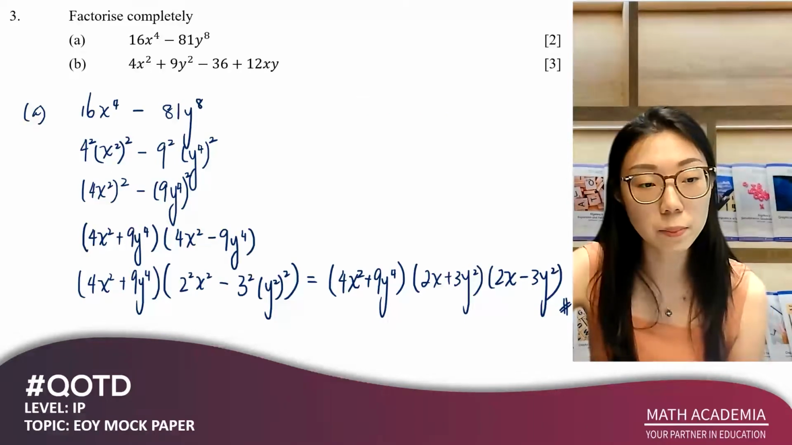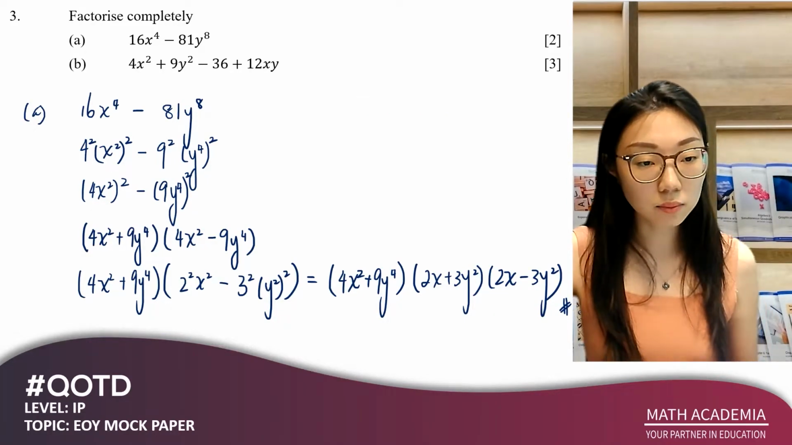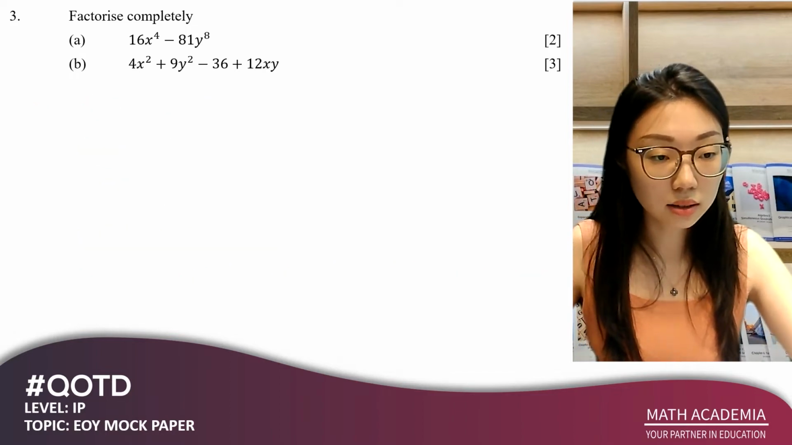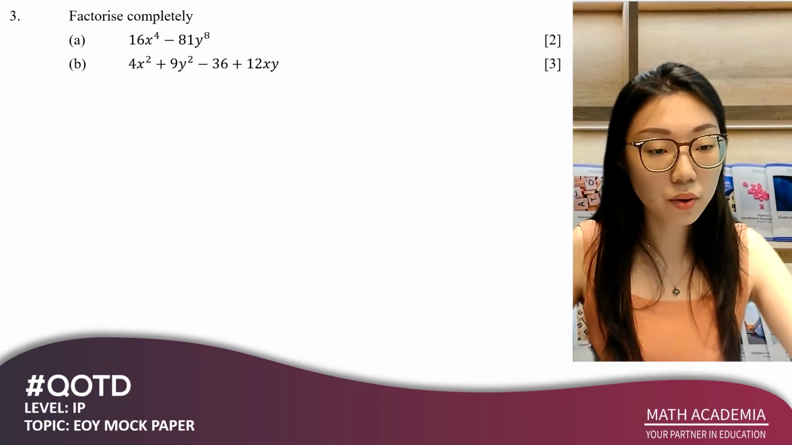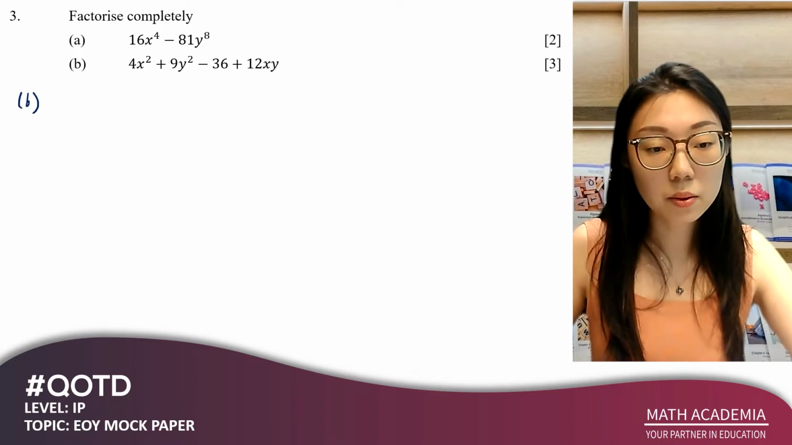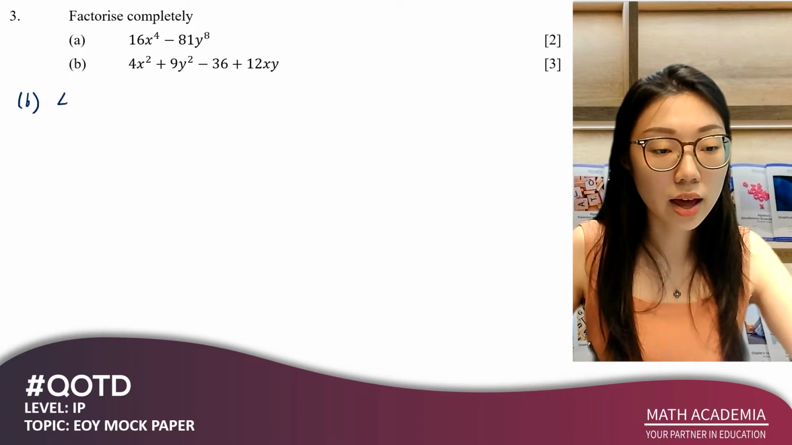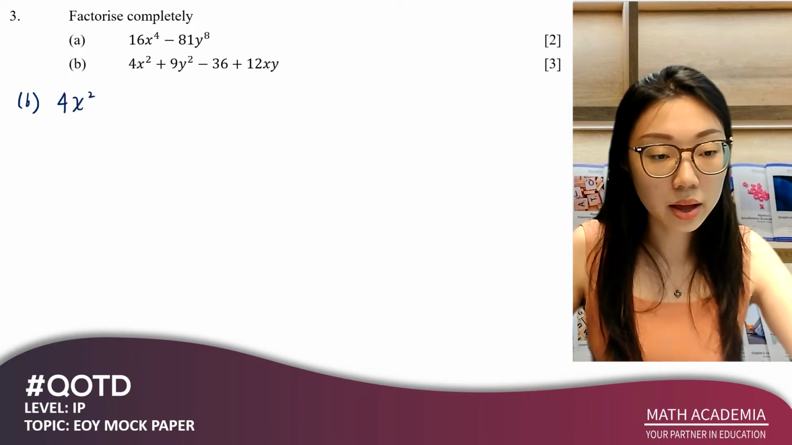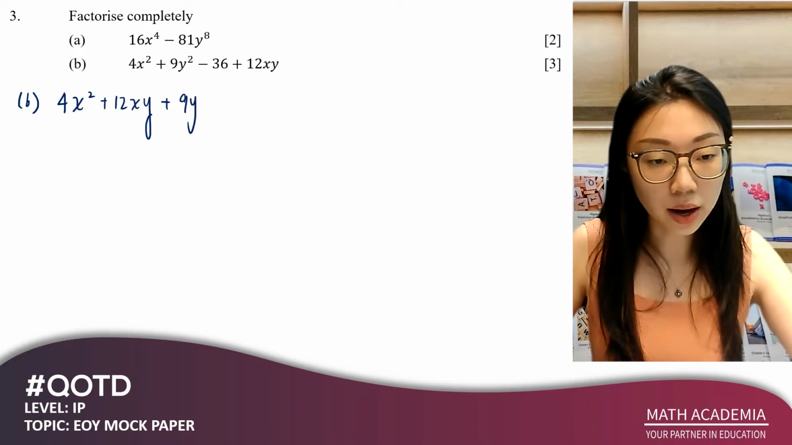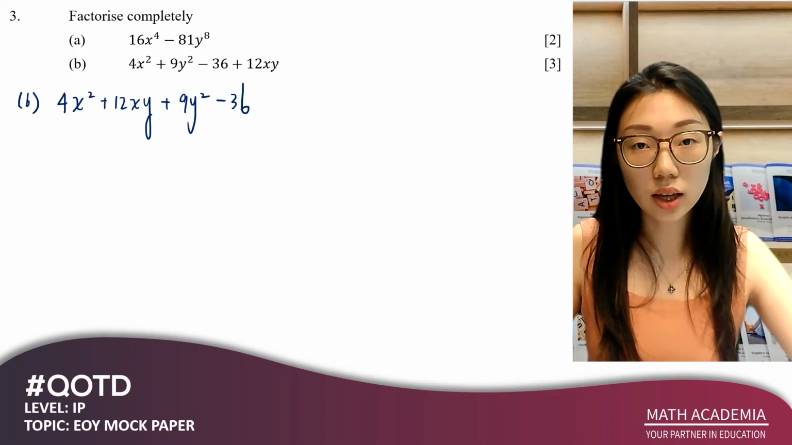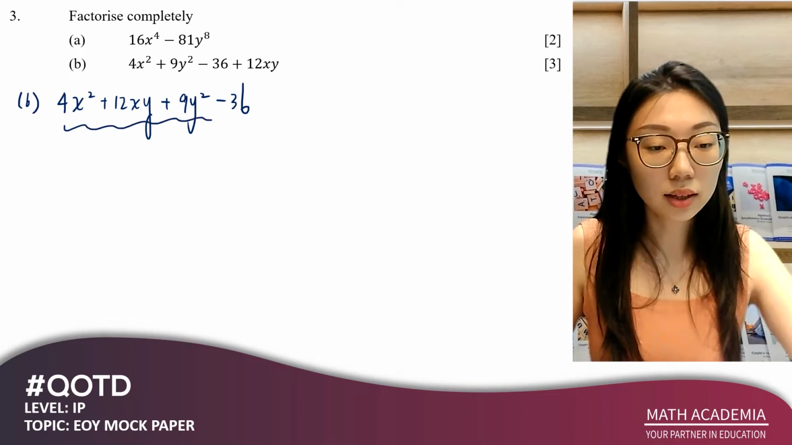Okay, next let's look at part B. Part B, I have something that is not commonly seen. Okay, if I were to rewrite this expression, maybe I would bring my 12xy forward. Okay, so I have 4x squared plus 12xy plus 9y squared minus 36. Okay, does this look very familiar?